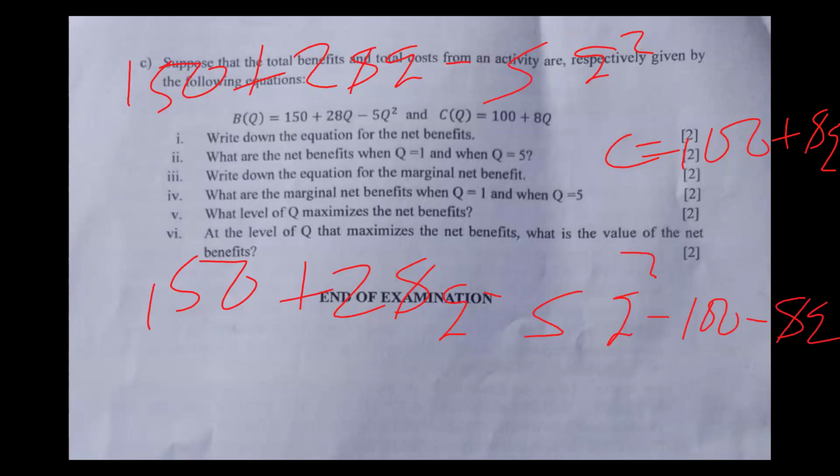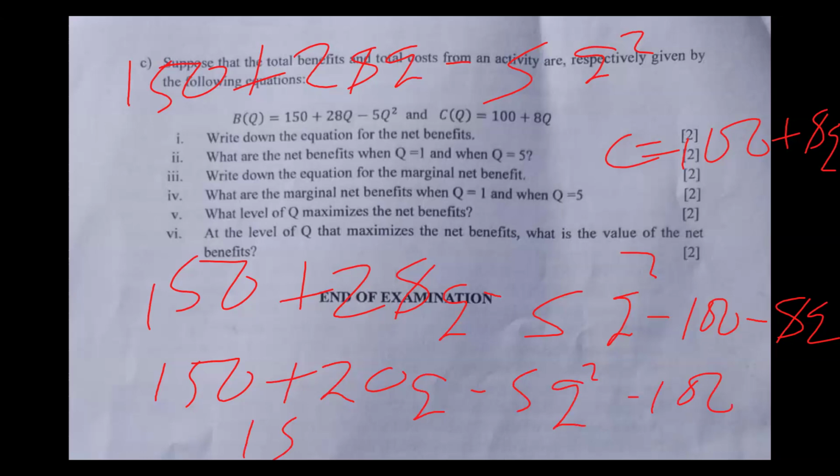Collect like terms together. This will be 150 plus 20Q minus 5Q squared minus 100, which will just make 50. So that will make 50 plus 20Q minus 5Q squared. This is the net benefit. That's the difference. That's the equation.